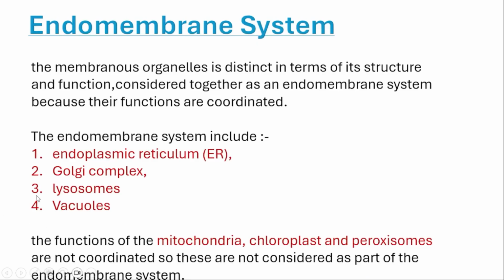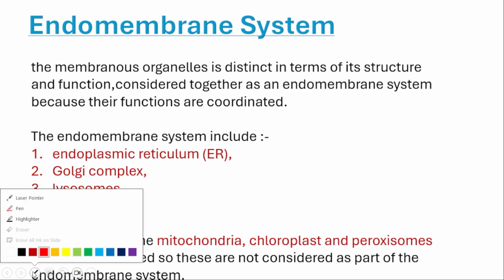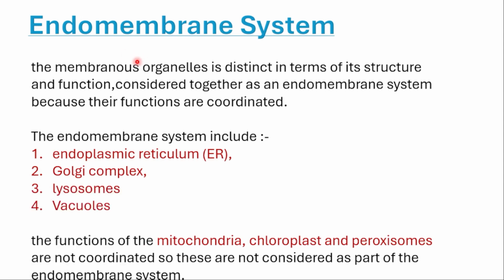First, let's talk about what exactly the endomembrane system is. The endomembrane system is nothing but the membranous organelles that are distinct in terms of their structure and functions. Whatever organelles the cell has, they have their own structure and their own functions, but together they form an endomembrane system because their functions are coordinated. If their functions are coordinated among them, that is considered an endomembrane system.